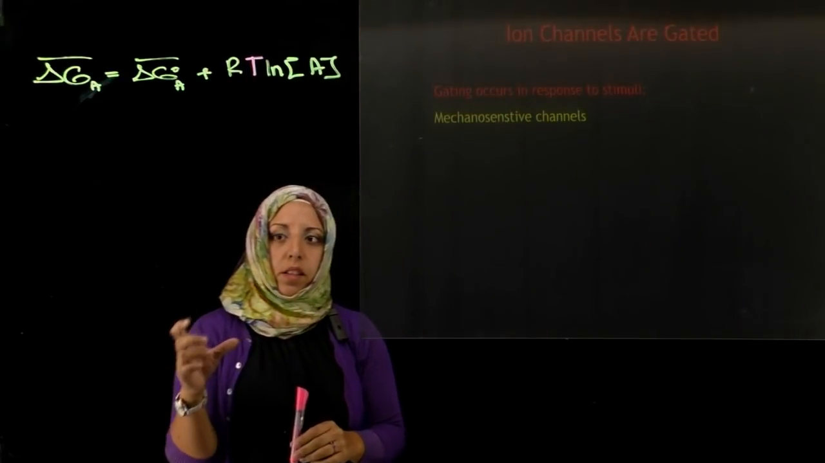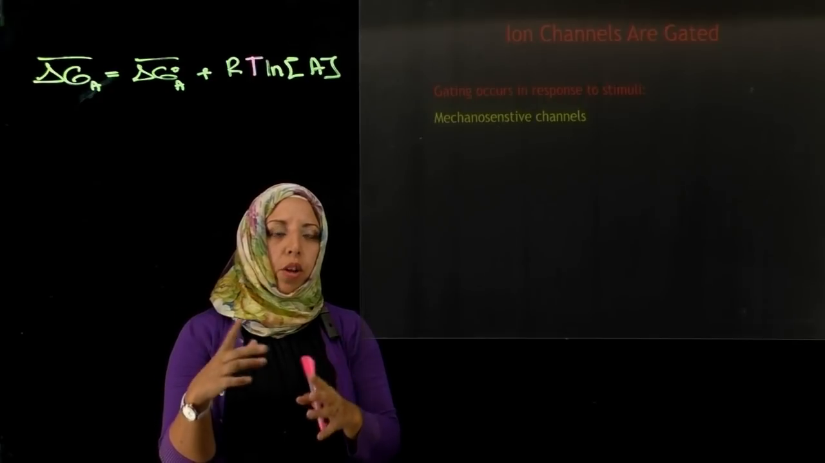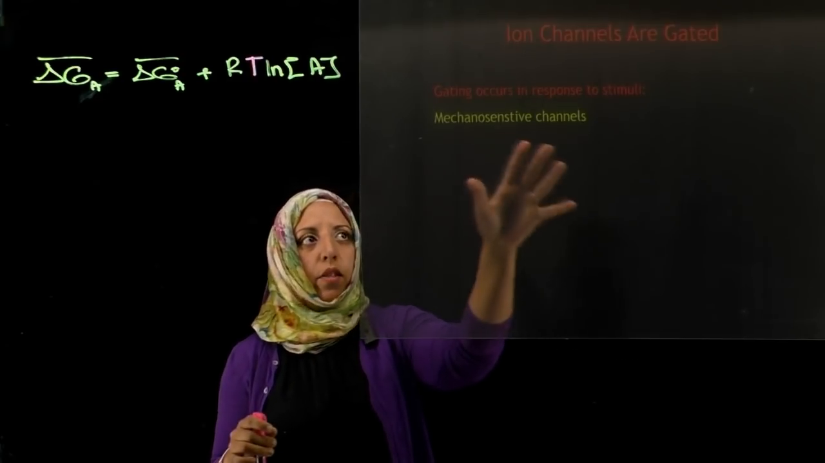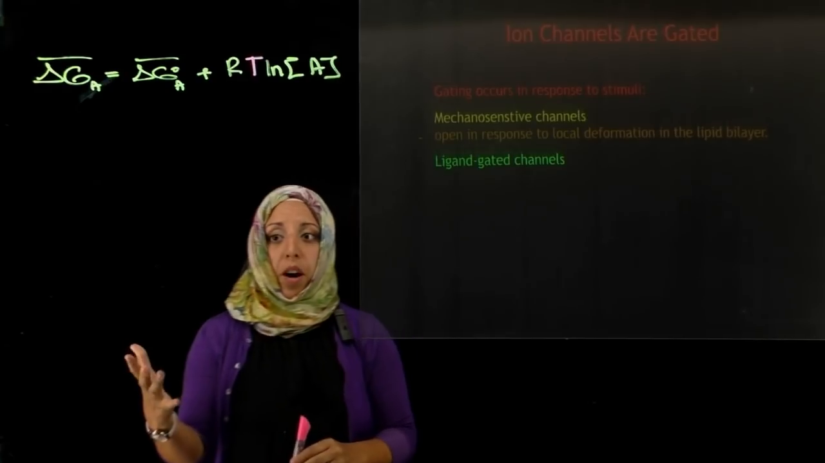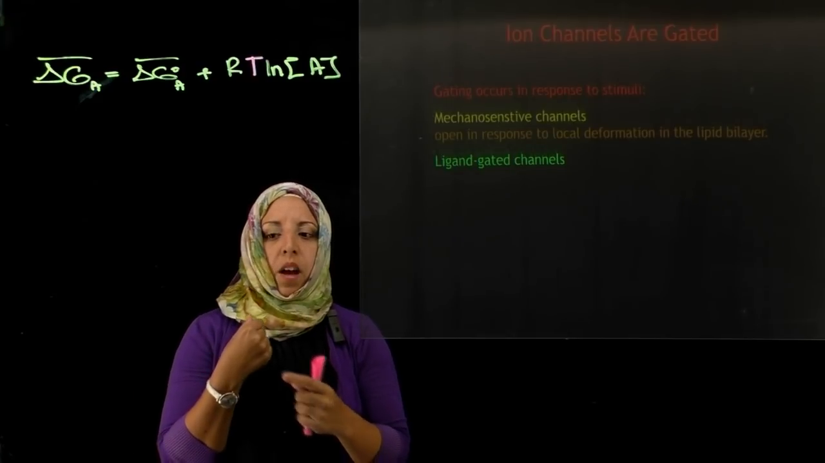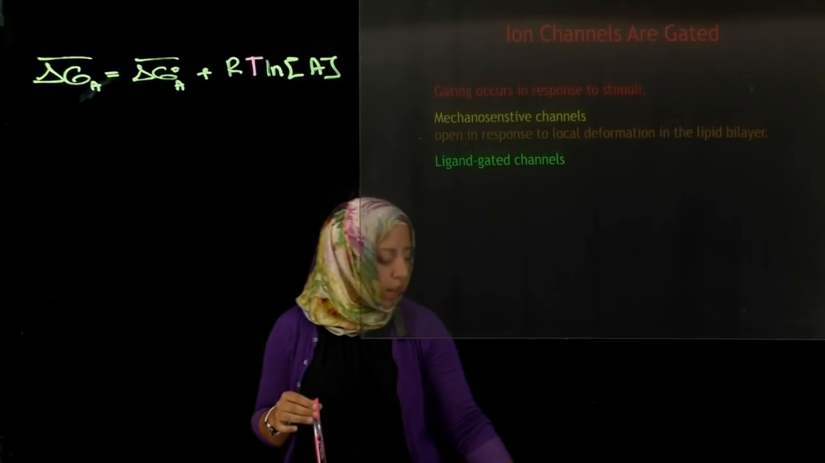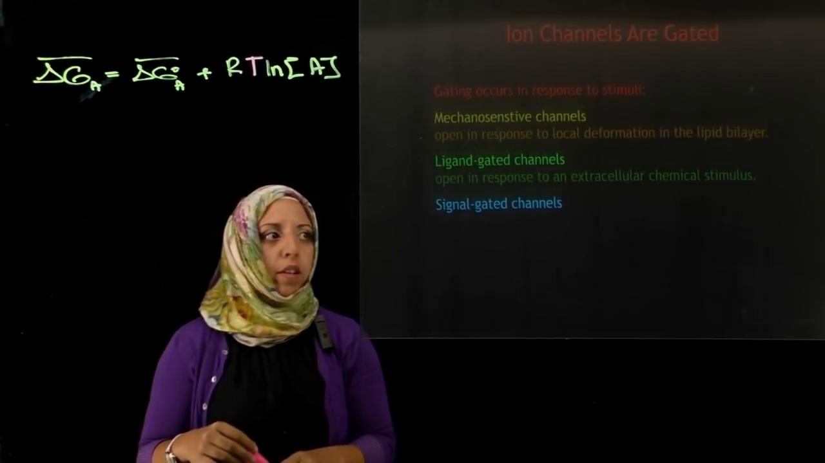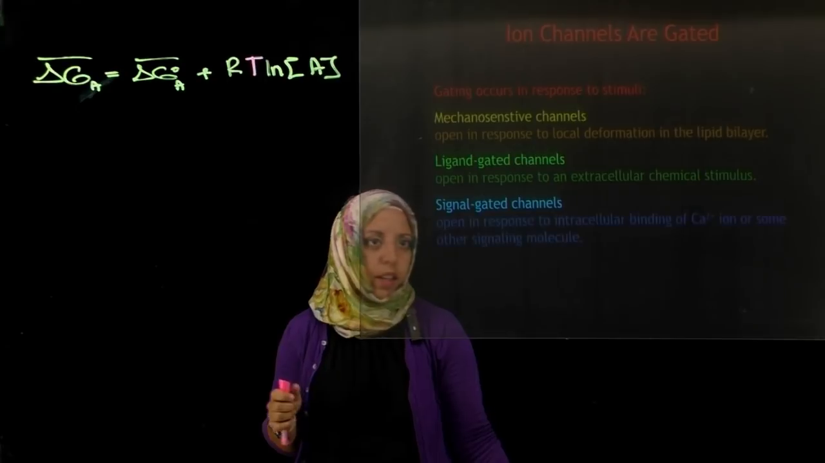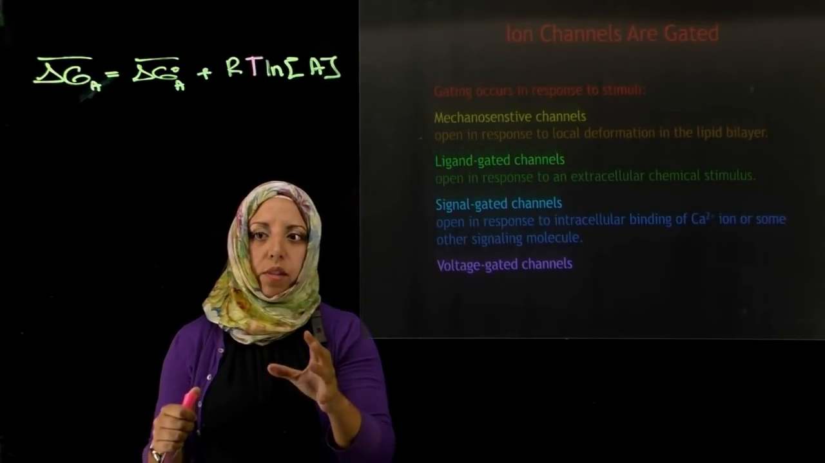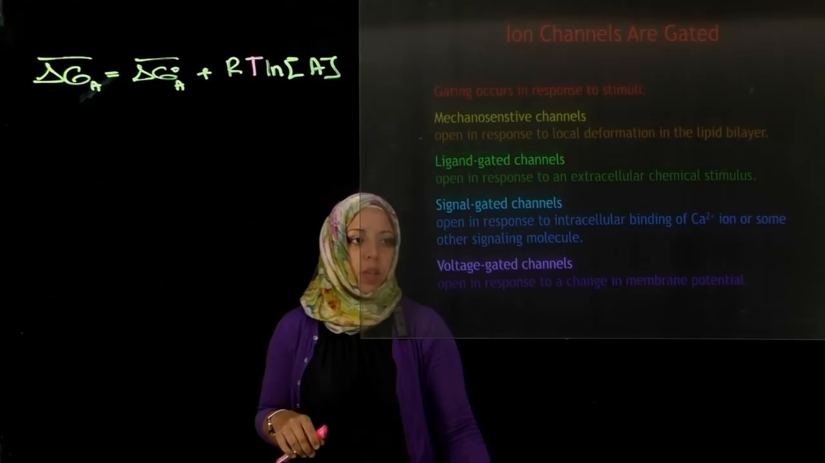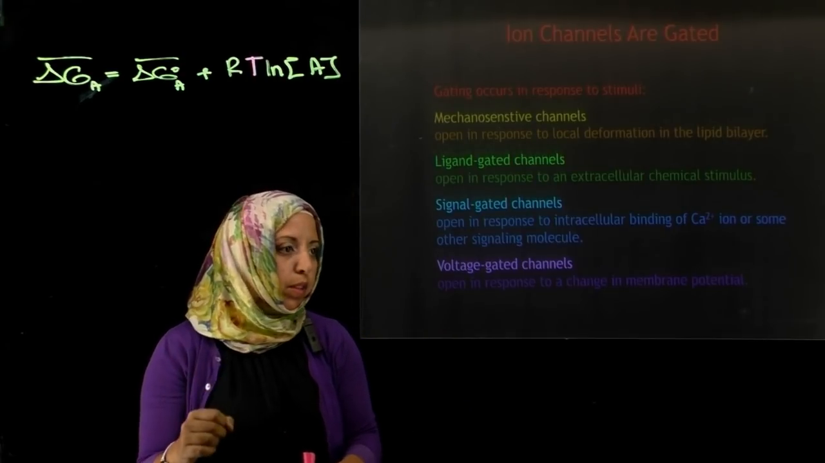Well, those ion channels are typically gated. So they open and close and respond to a stimulus, aside from differences in concentrations. Some are mechanosensitive channels, and those open in response to local deformation in the lipid bilayer. An example of that is touch or sound. Some are ligand-gated channels, and they open in response to extracellular chemical stimuli, such as neurotransmitters. Some are signal-gated channels, and those typically open in response to calcium or some other signaling molecule. Some are voltage-gated channels, and those typically open in response to changes in the membrane potential.